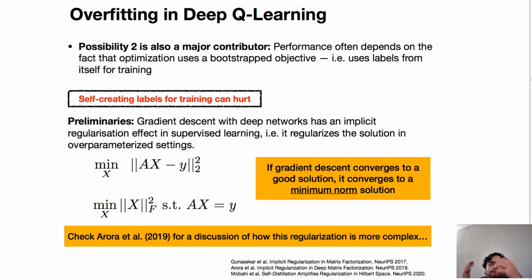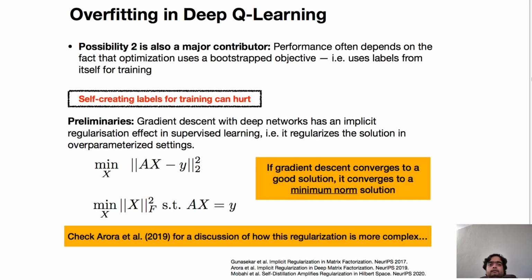But the high-level takeaway, which we'll use in the next slide, is that gradient descent in a supervised setting can lead to some sort of regularization on the network. It could be Frobenius norm, it could be rank-based regularization, it could be any other regularization, and so on.